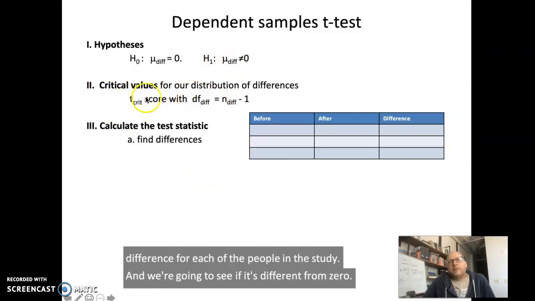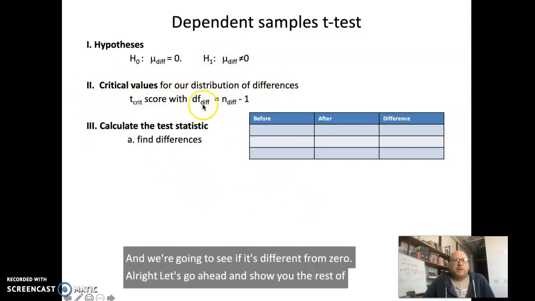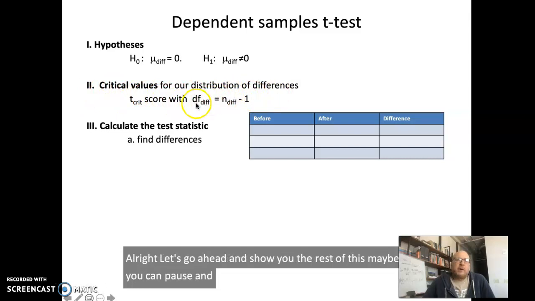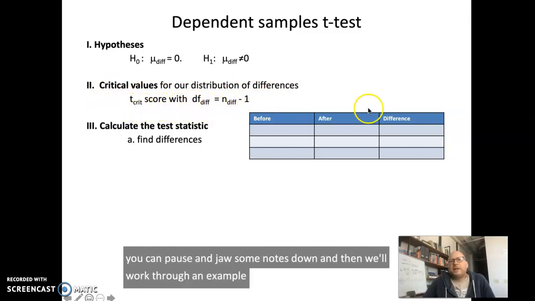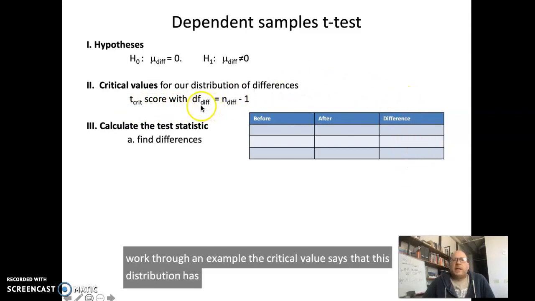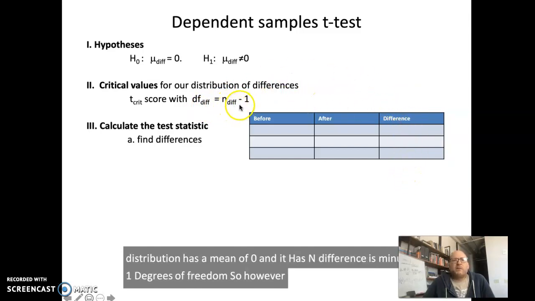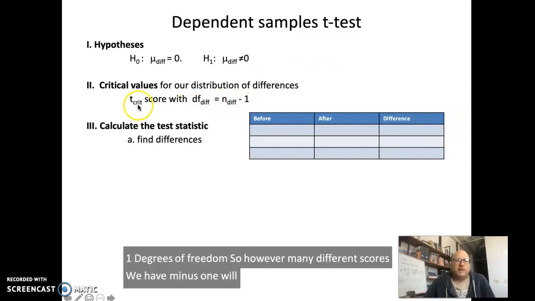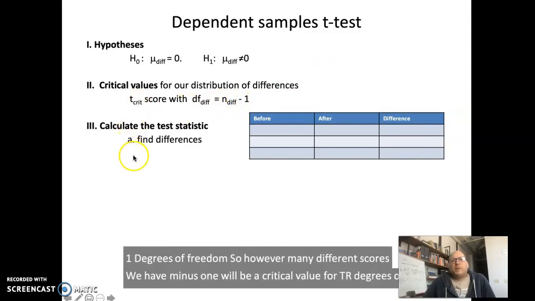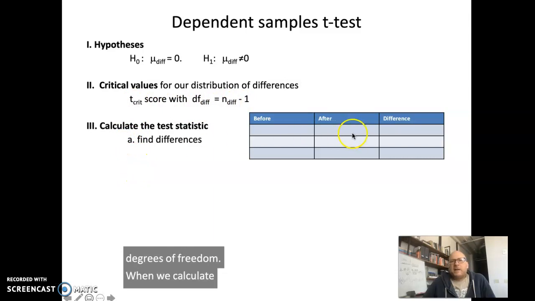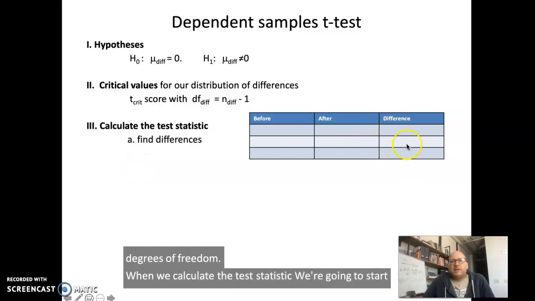All right, let me go ahead and show you the rest of this, and maybe you can pause and jot some notes down, then we'll work through an example. The critical value says that this distribution has a mean of 0, and it has n differences minus 1 degrees of freedom. So however many different scores we have minus 1 will be our degrees of freedom for the critical value of t. When we calculate the test statistic, we're going to start with the differences.